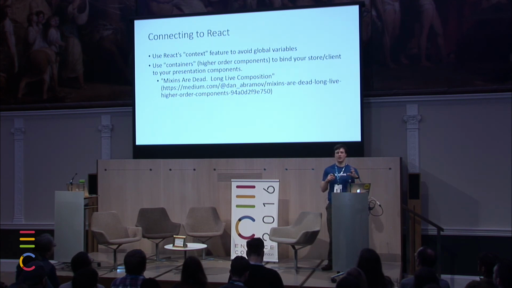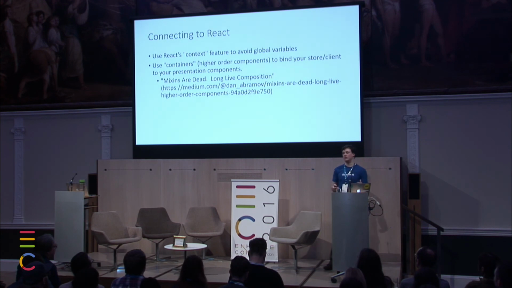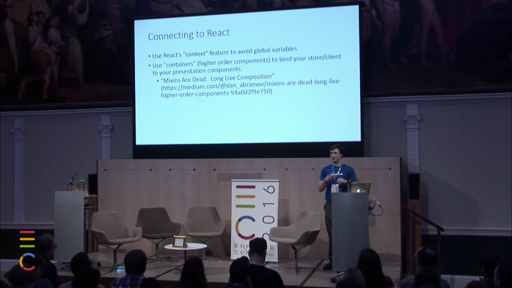So what this does is let you have some element at the top of your tree of React components that specifies a context, some value in context, and then anywhere in the tree beneath that, you can fetch out the value from context. So instead of declaring your client as a global variable, you can put it into context and still access the client from anywhere in the tree.